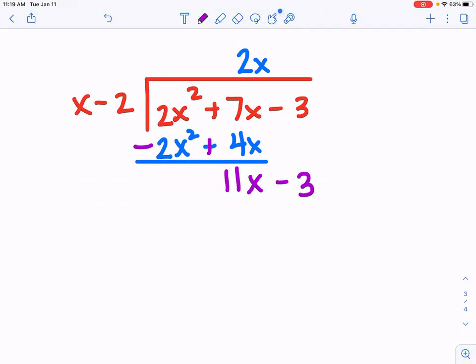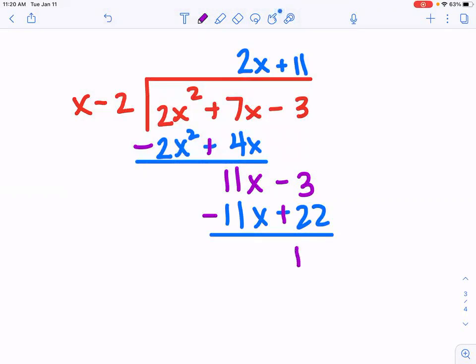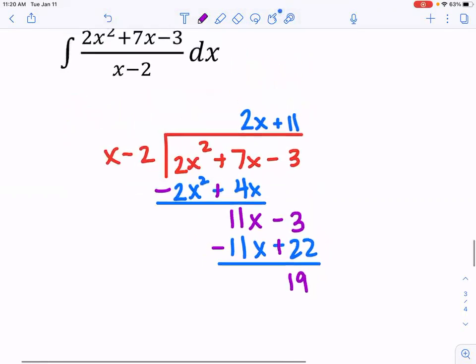That's why we pay attention. So x times what is 11x? 11. So then we take 11 times this divisor, and we subtract. What's our remainder? Okay. That's what we're going to do.